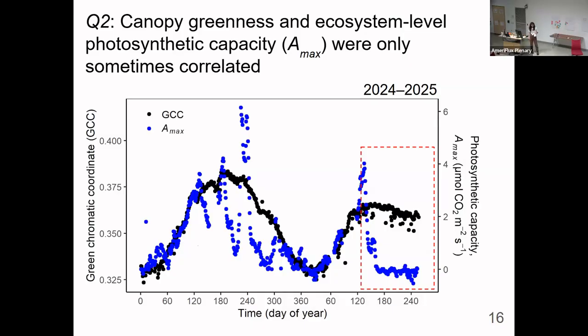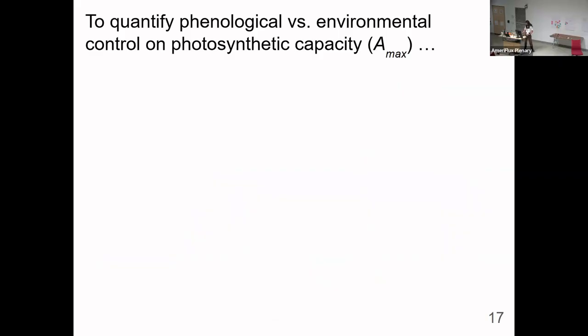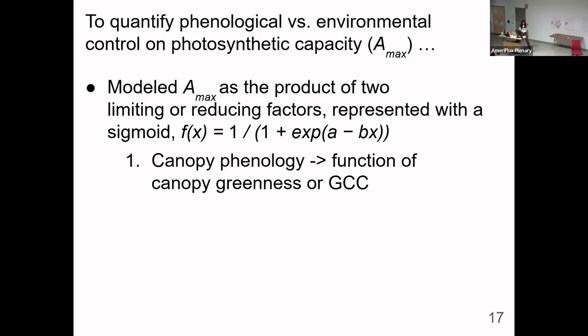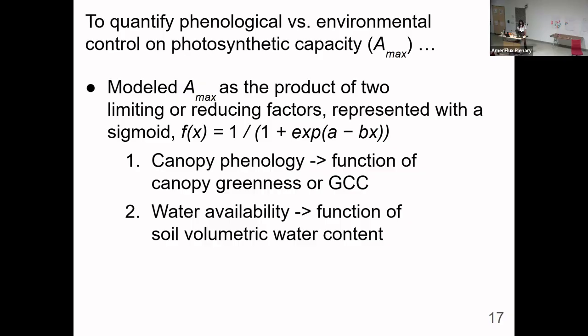So we hypothesized that there might have been other things limiting photosynthetic capacity, maybe water availability. So to test that hypothesis, we modeled AMAX as the product of two limiting or reducing factors, which we represented with sigmoids. Our first limiting factor was canopy phenology, which we represented with a function of the canopy greenness. And our second limiting factor was water availability, which we represented with a function of the soil volumetric water content.